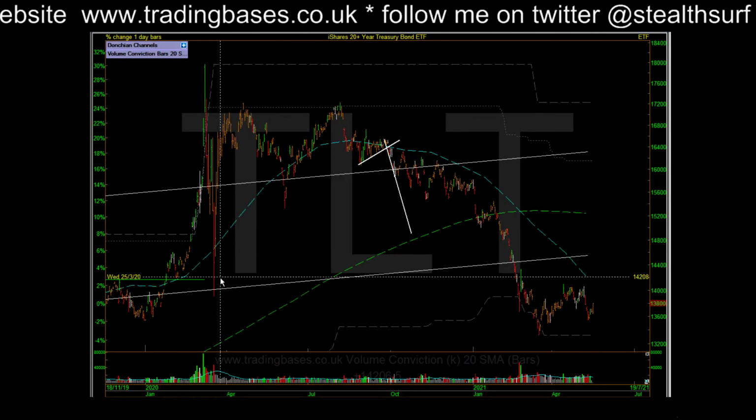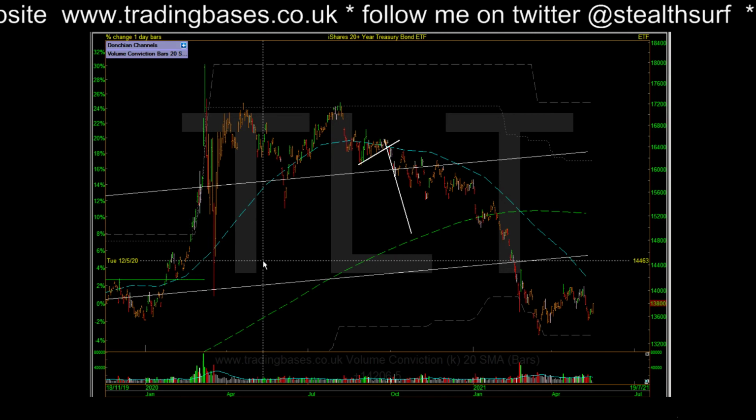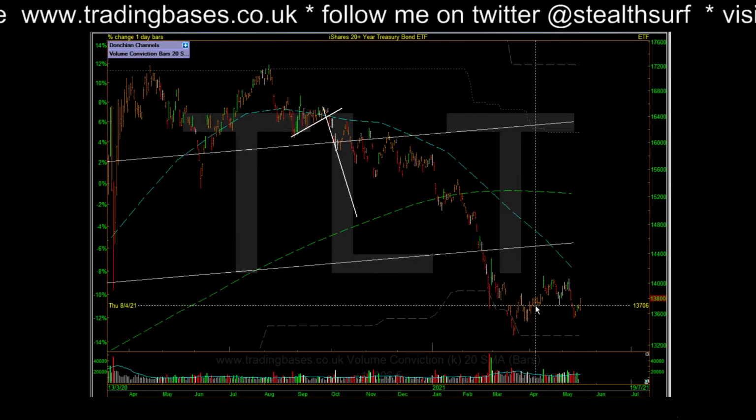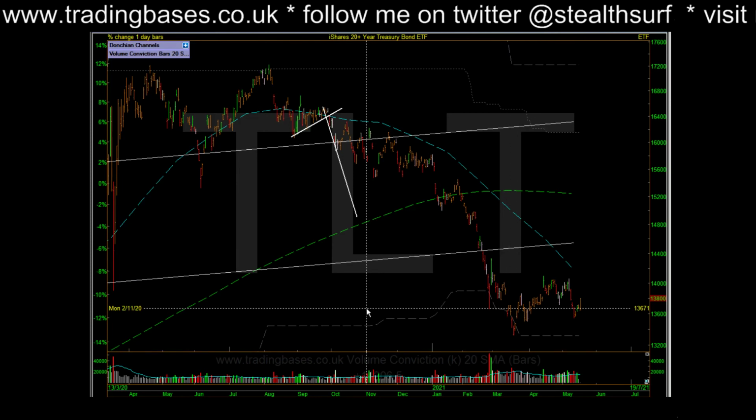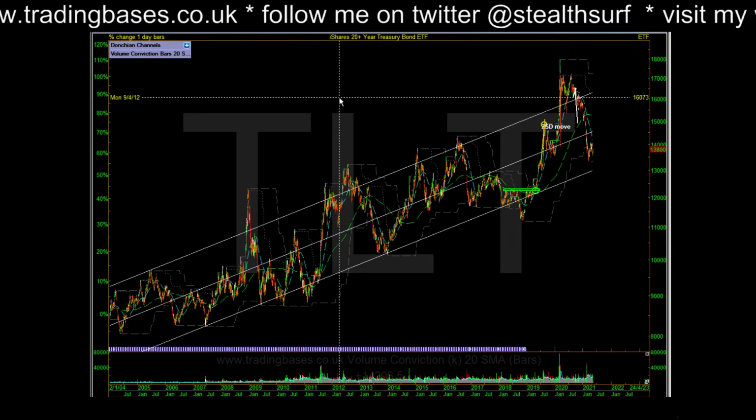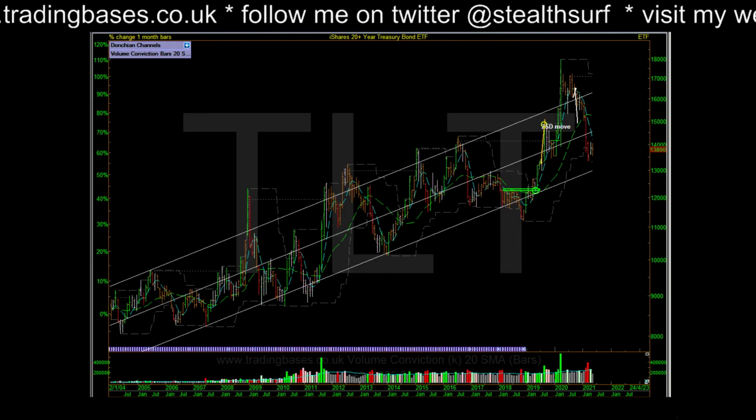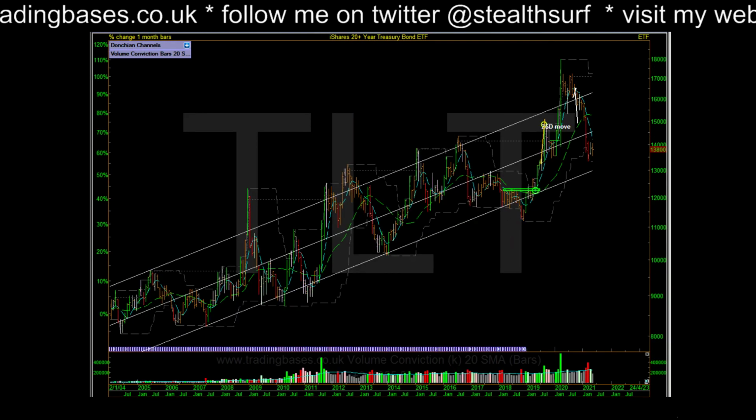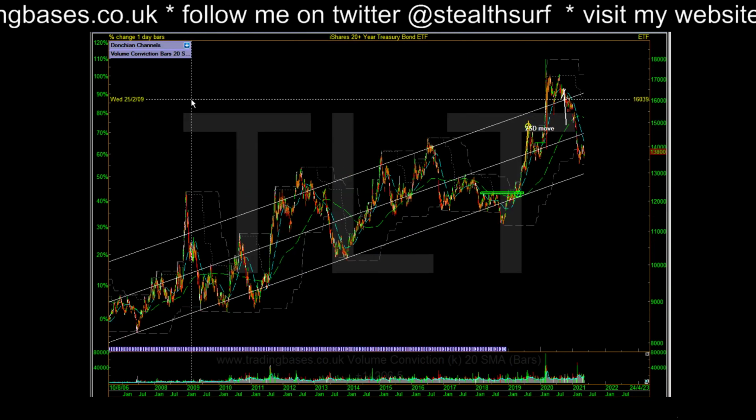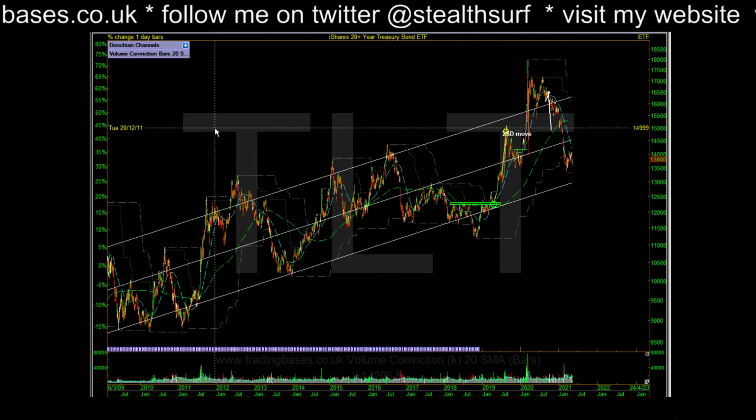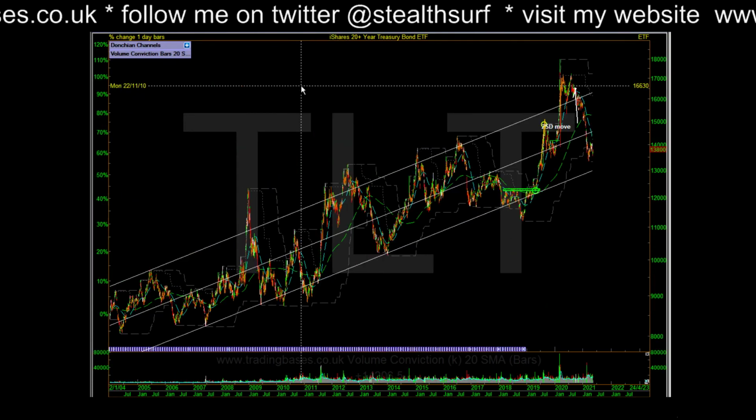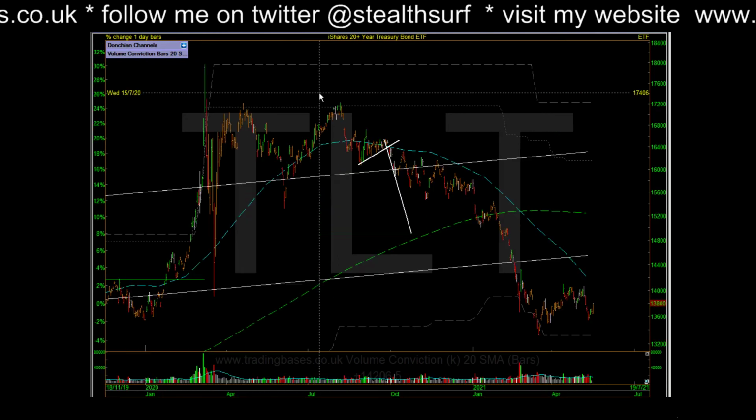Let's just quickly look at TLT on the other side. This is expecting to open with a bit of a pop. We're not there yet, but let's zoom it out and get the real picture. There's a lot of screaming and shouting about inflation, and you know, just look at this chart on a long-term basis and see what you think about that.